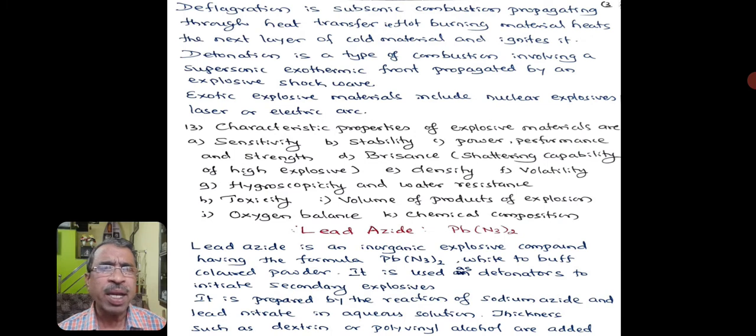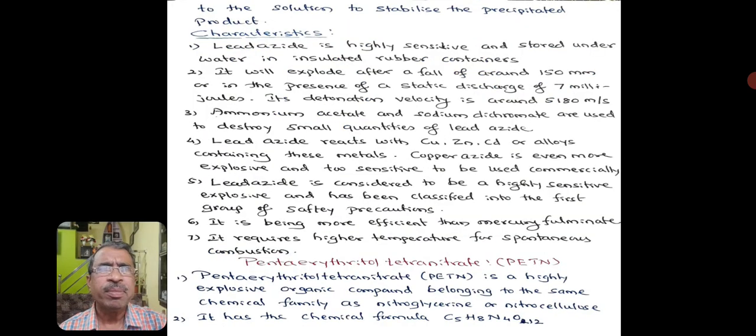It is prepared by the reaction of sodium azide and lead nitrate in aqueous solution. Thickeners such as dextrin or polyvinyl alcohol are added to the solution to stabilize the precipitated product. The characteristics of lead azide include: it is highly sensitive and stored under water in insulated rubber containers.